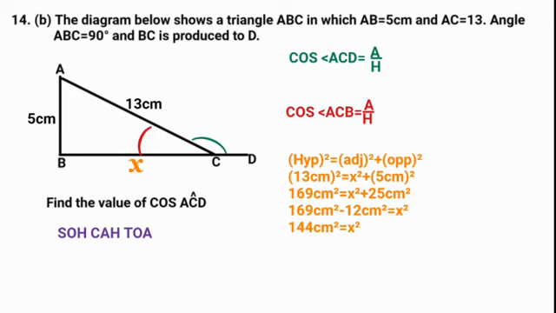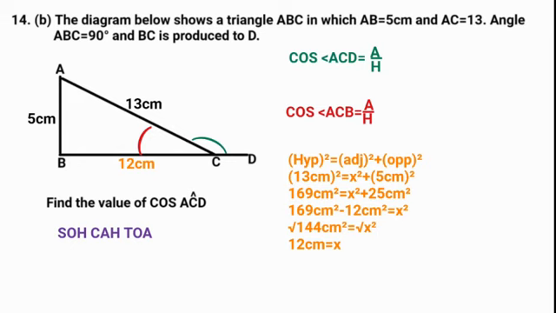So I'm going to find the square root. The square root of 144 centimeters squared is 12, and the square root of x squared is x. So the value of x is 12 centimeters. Okay, so that is the value of x, which is 12 centimeters.